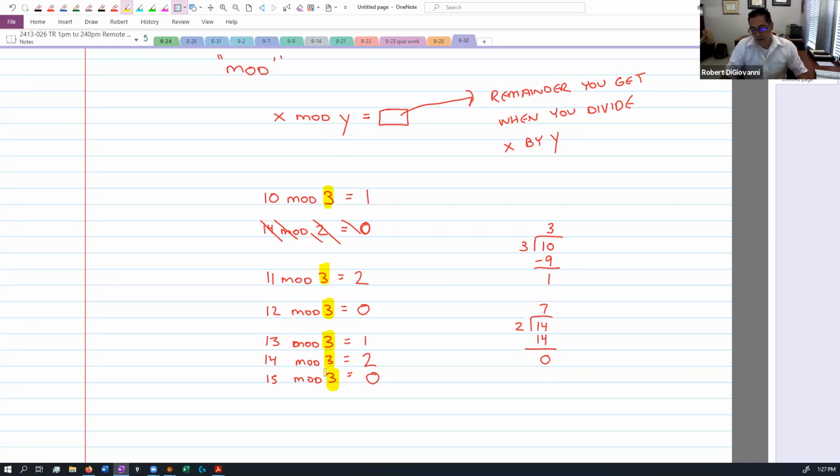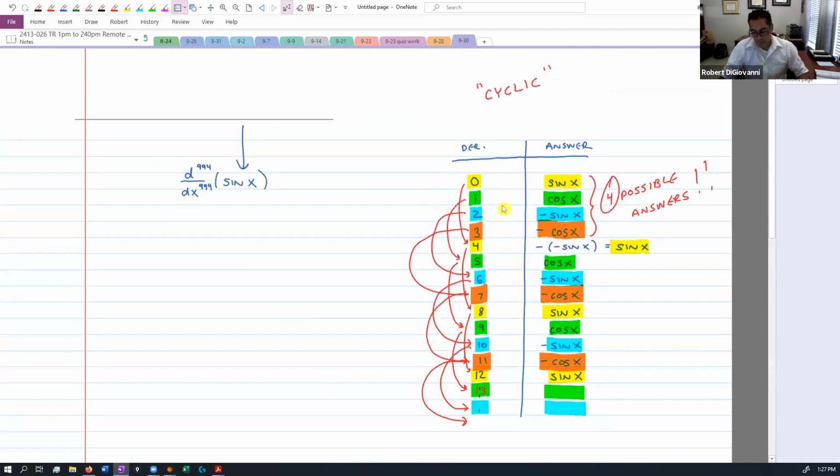So if you think back to what we're doing here, what we want is to somehow classify these things. So let's take a look at the list that we have here. Let's look at the yellow list of numbers first. We had 0, 4, 8, 12. Anything from this list, we know when we take the derivative, the answer is going to be sine x. Do y'all agree? If this is the derivative we're taking, the answer is going to be this. Yes?